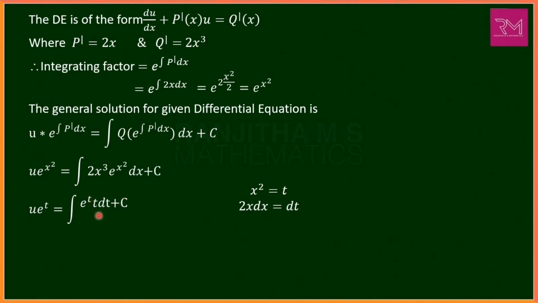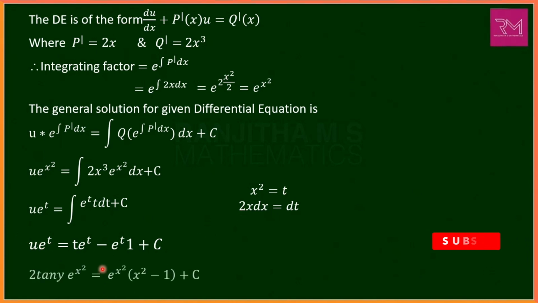Now we can integrate this using integration by parts rule, taking t as first function and exponential power t as second function. We get first function into integral of e power t, which is e power t itself, minus integral of second function, that is integral of e power t, which is again e power t itself, into differentiation of t, which is 1, plus c is an arbitrary constant. Here we are integrating this using integration by parts rule.